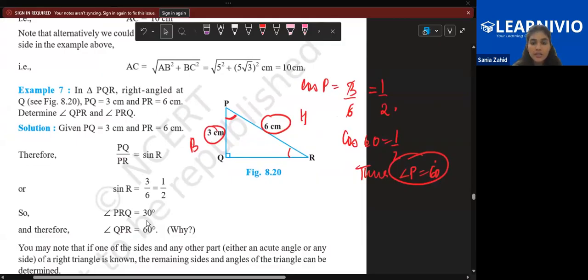So over here, PQ and PR are already given to us, 3 and 6.